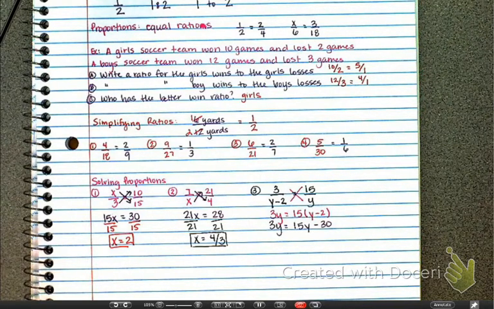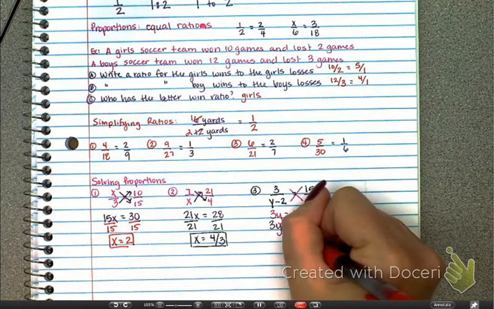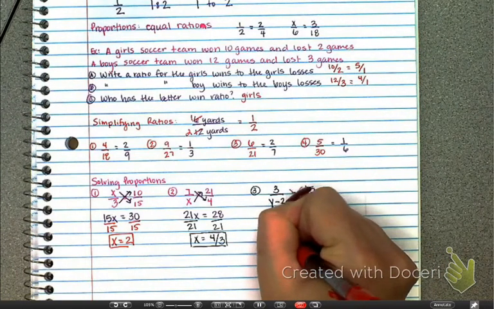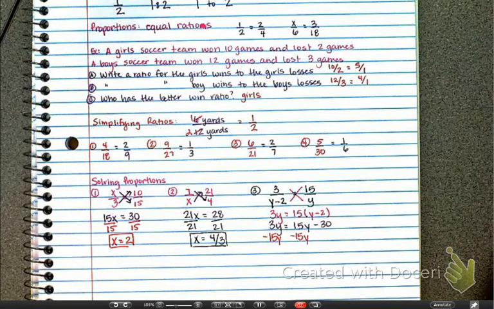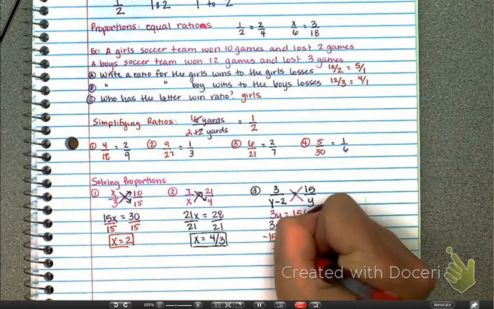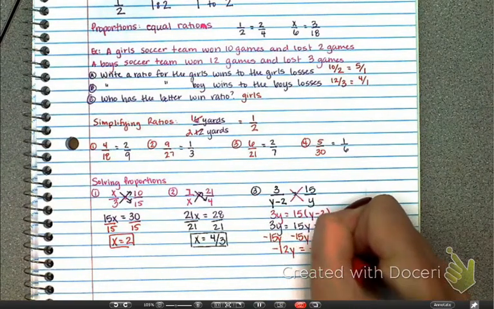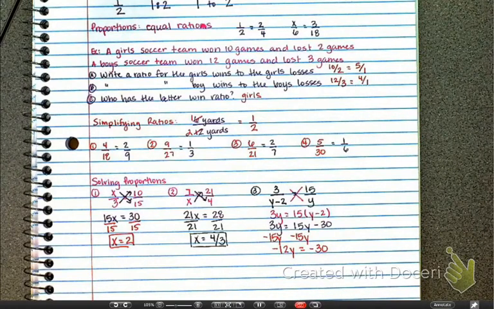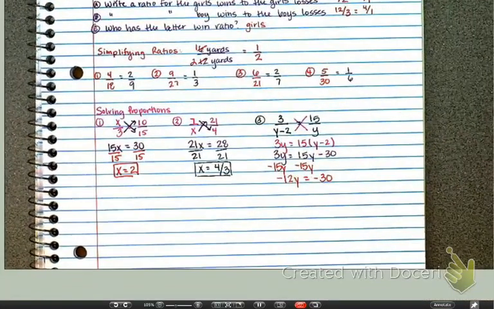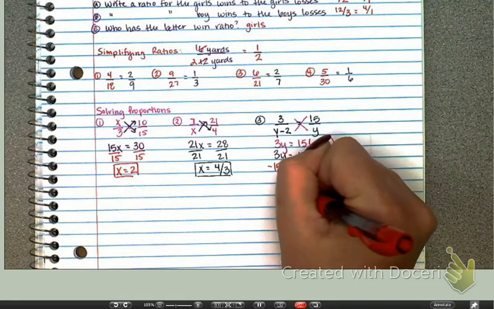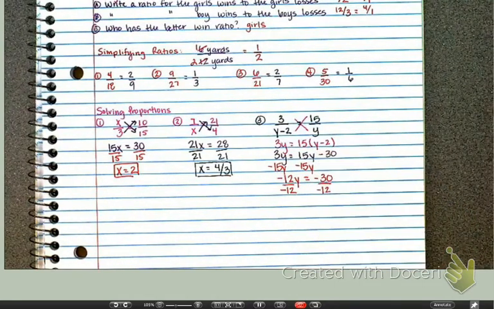If I go back to IM1, what should I do first? Subtract 15y. Okay, so we're going to subtract 15y. 3y minus 15y is negative 12y. Negative 12y equals negative 30. I still need to get y by itself. So what do I do from there? Divide by negative 12. Now if I plug that into my calculator, you're going to get a decimal, so we're going to reduce it by hand.